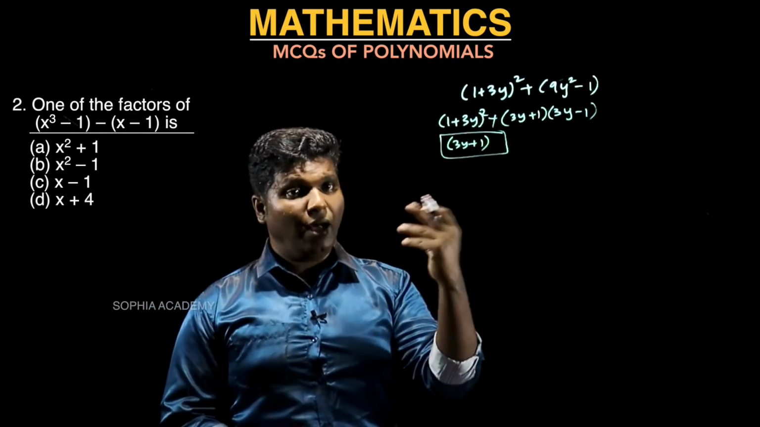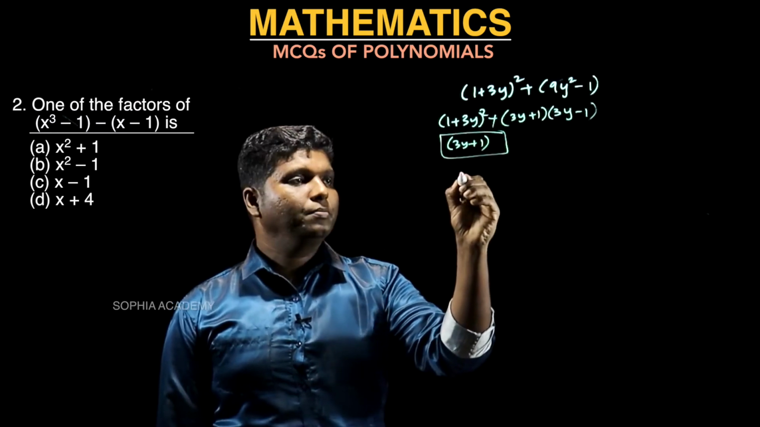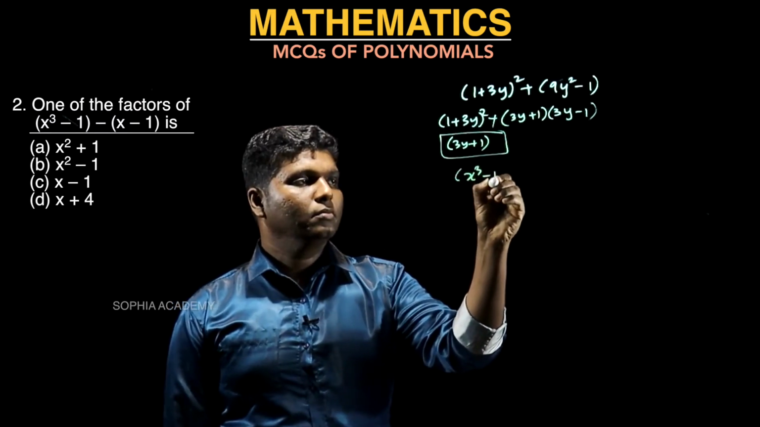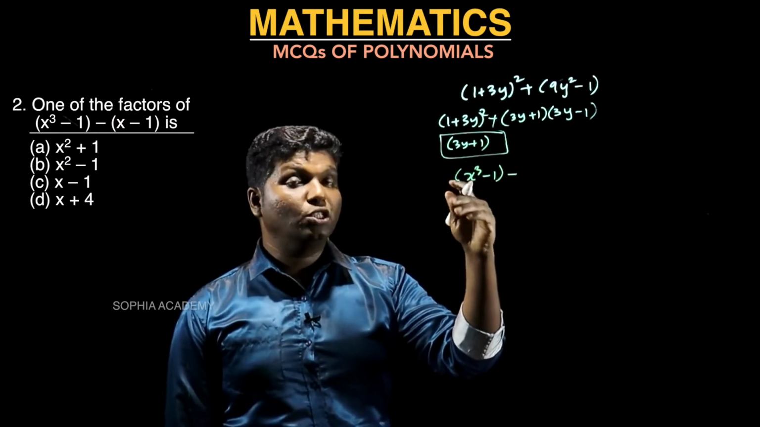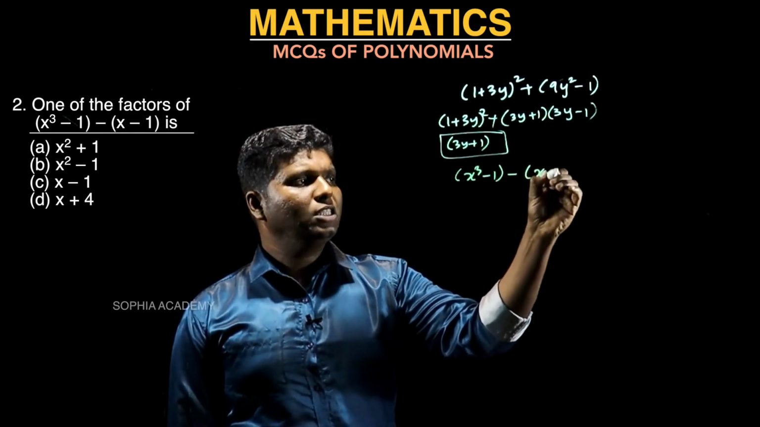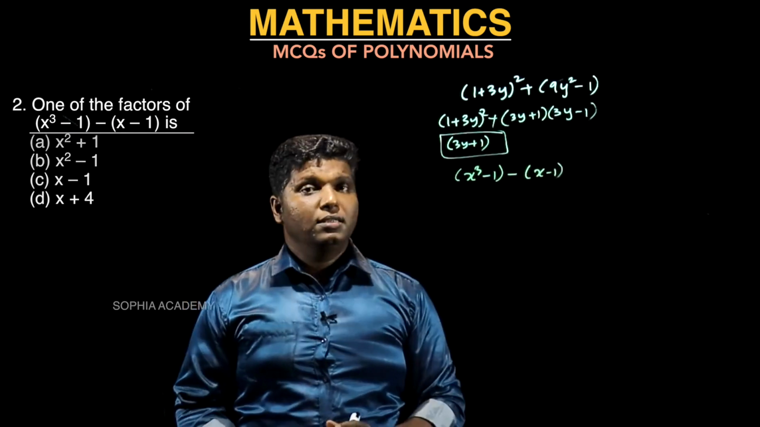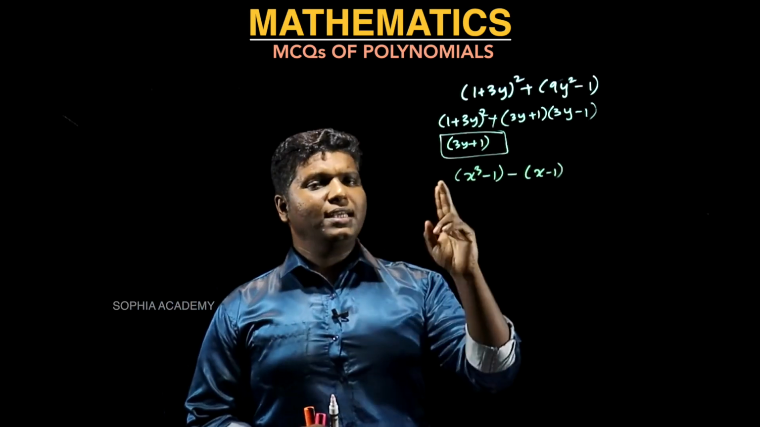One of the factors of, another question we are going to take, x cube minus 1 multiplied by minus x cube minus x cube minus 1 minus x minus 1. See, I'm not going to do this one. Very fast you will have to say the answer. Tell me, what is x cube minus 1?